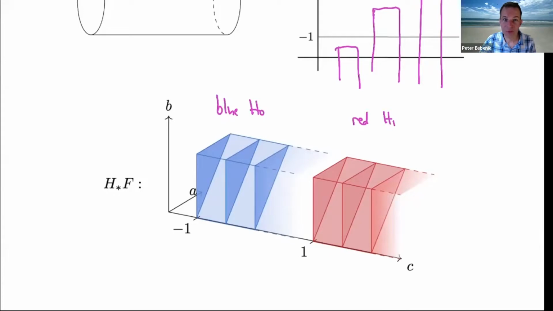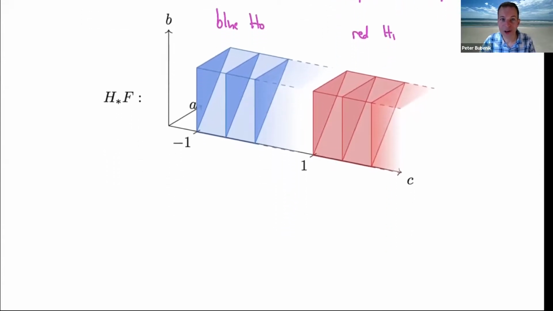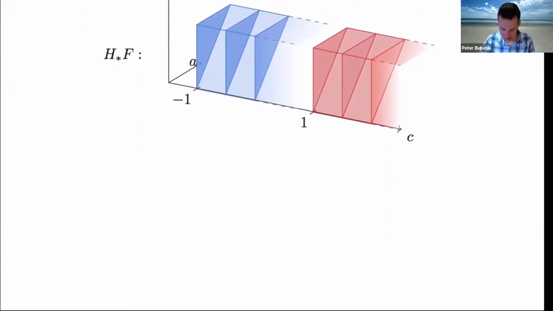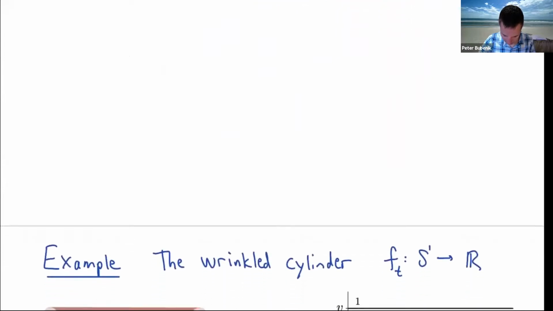So I'm going to end my talk with one example that's, I think, non-trivial and interesting. This is something we call the wrinkled cylinder. It takes the cylinder and adds in a wrinkle. So a wrinkle in the sense of Eliashberg and Mishachev.